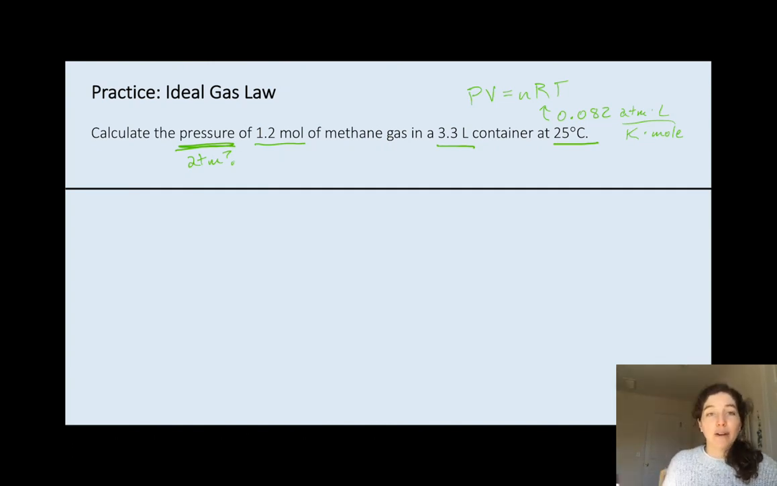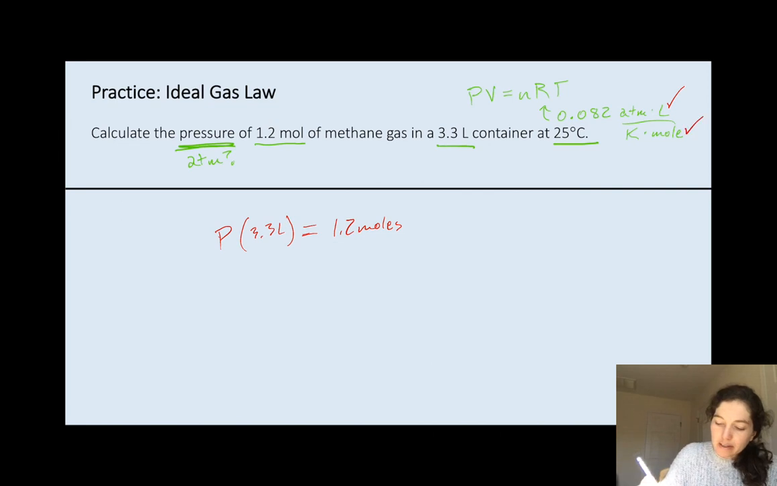Let's take a look at how to find pressure using our ideal gas law. So if P is unknown, we're going to leave it as a variable. Our volume is 3.3 liters. It's in the right unit because it matches the unit on our ideal gas constant. All right. Moles, we have 1.2 moles. This is the correct unit because it matches our ideal gas constant. So we know it's going to cancel out at the end of the day whenever we do this math. We're going to multiply that by our ideal gas constant, 0.082 ATM times liters per Kelvin times mole.